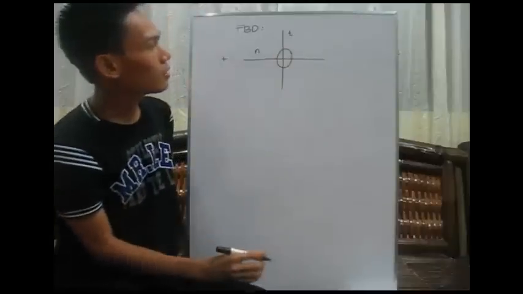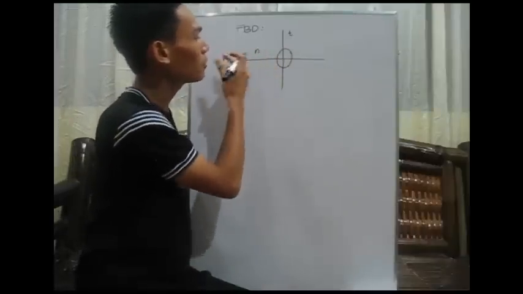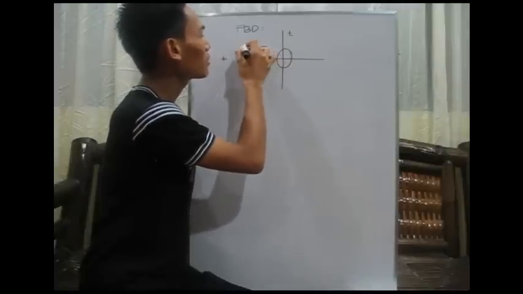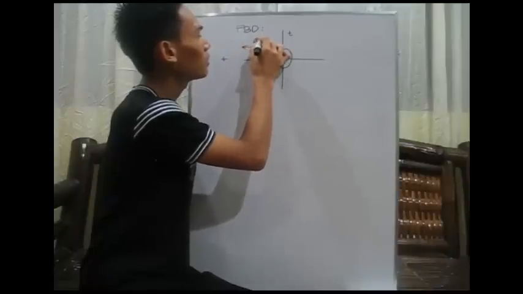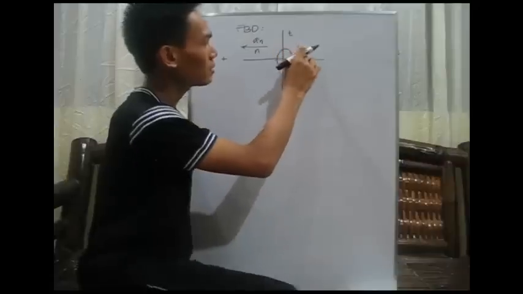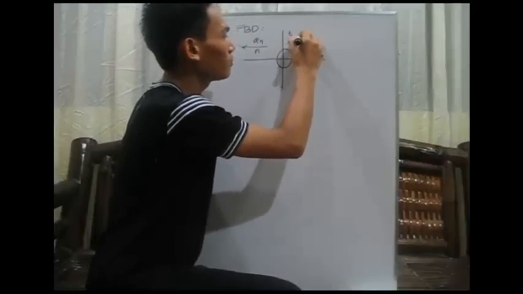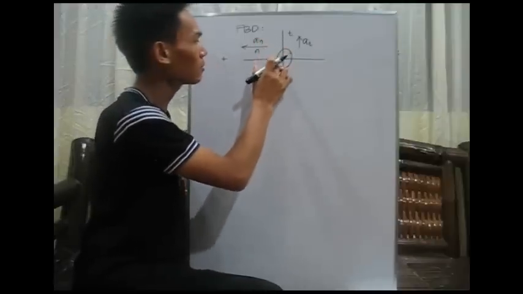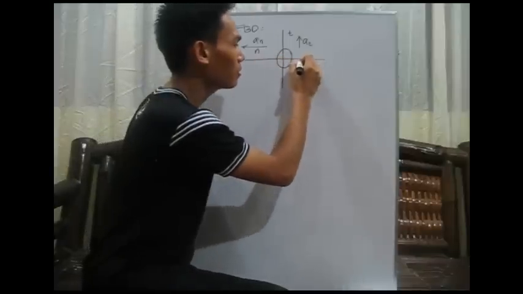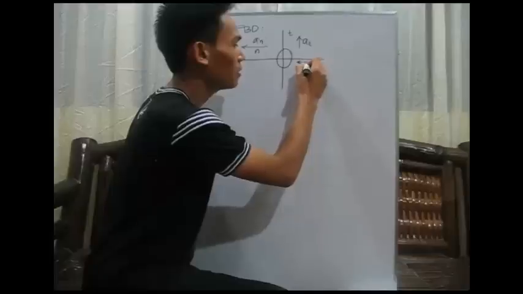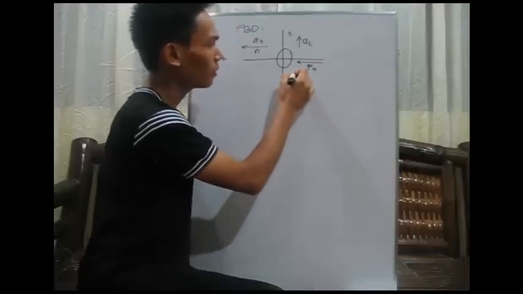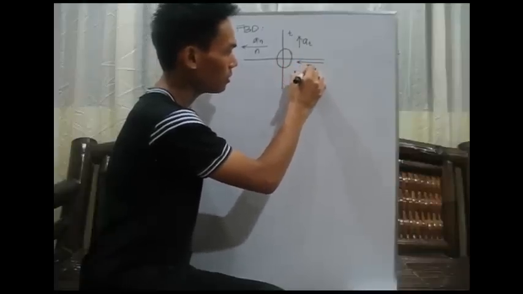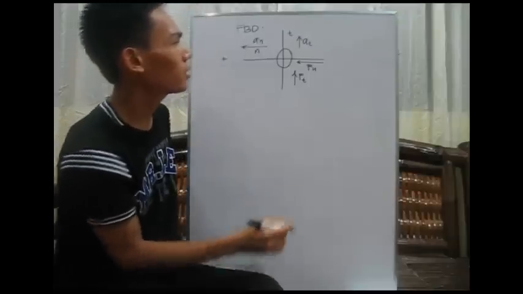If this is our normal, also our an, or our acceleration in normal, will be towards the center of the curvature. And then our at will be going up. Since an is going in this direction, our force Fn will be going there. At the same time, our Ft will be going up also because our at is going there.